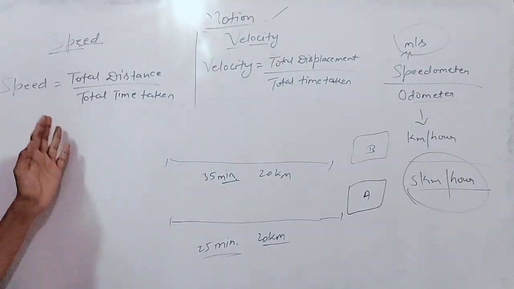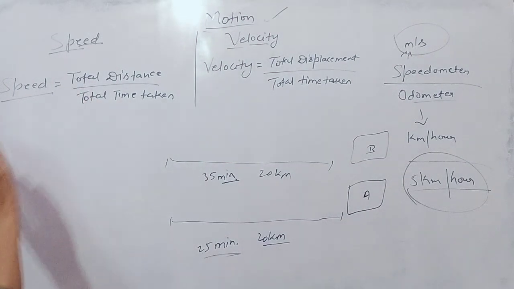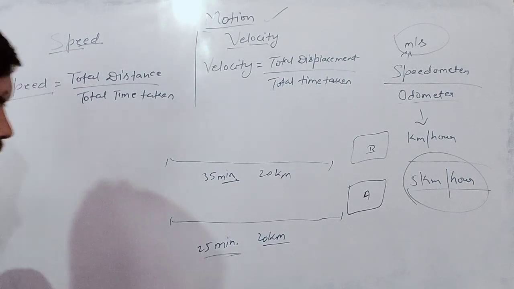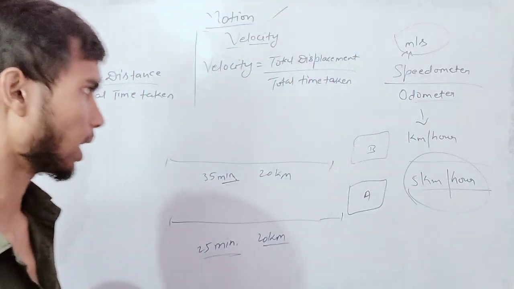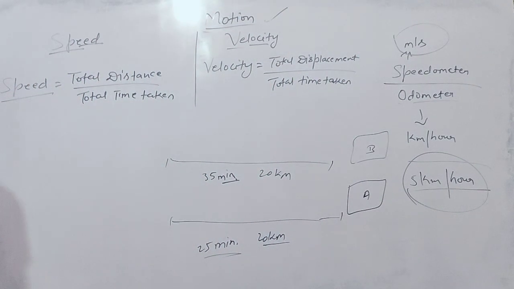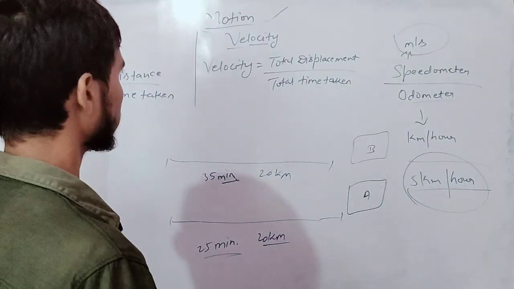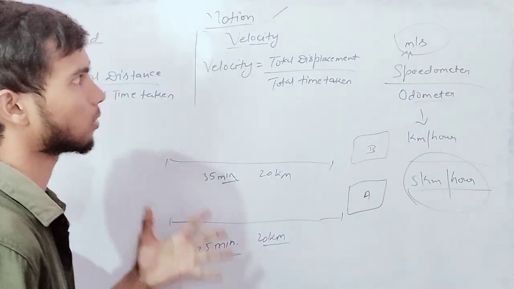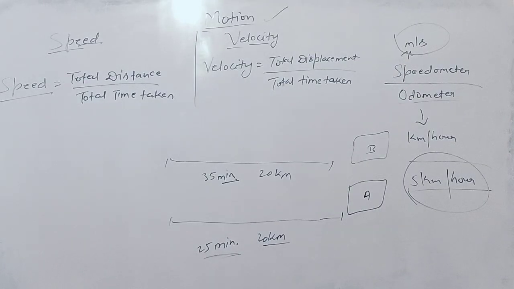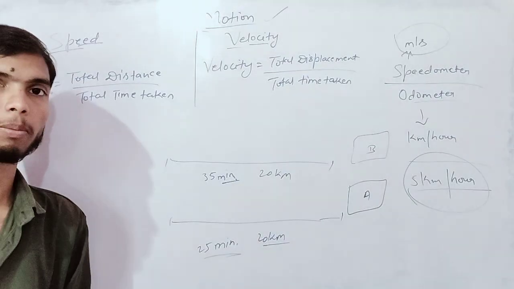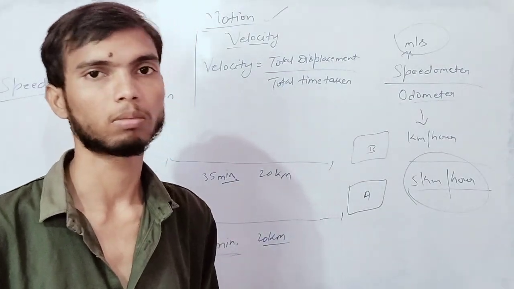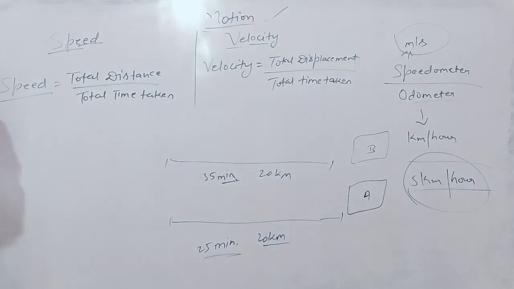Clear? Are we understanding this? How to calculate speed? Just find the distance and the total time taken. Of course, as you know, something will move, that motion will take time. That's why time taken comes here. Here we are finding speed. That's why we divide total distance by time. To find distance, you can multiply speed by time.